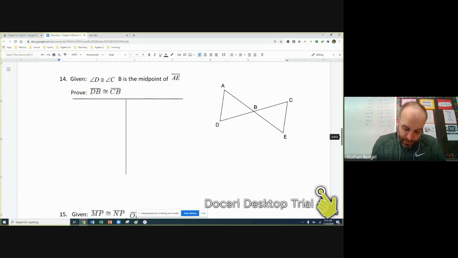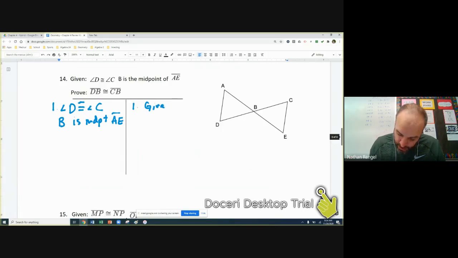So looking at our proofs, we're always going to start out with the given. So we're going to have angle D is congruent to angle C, and then B is the midpoint of AE. And that's just going to be my given. So when we have our test, we'll also have those fill in the blank proofs. So it'll be very similar to our quiz. So remember that given is always going to be your very first step.